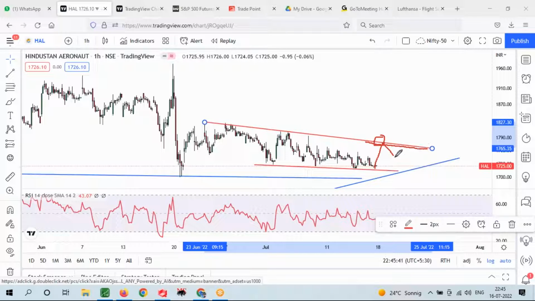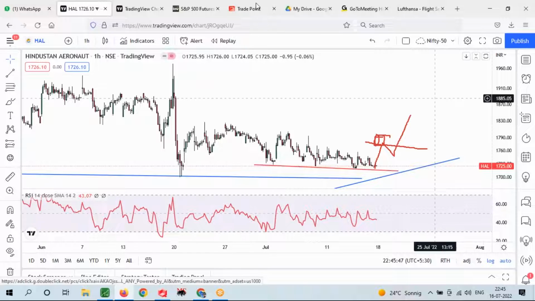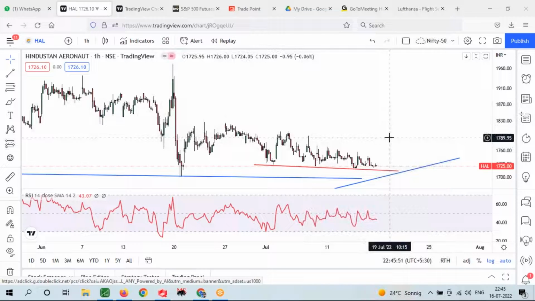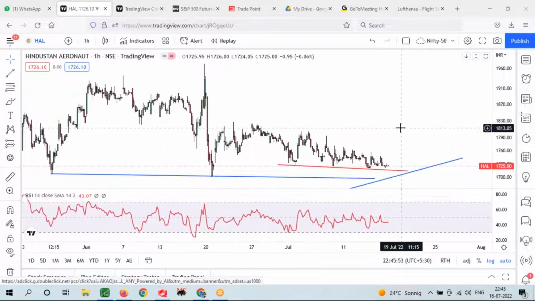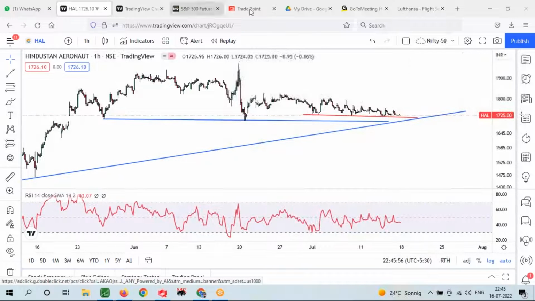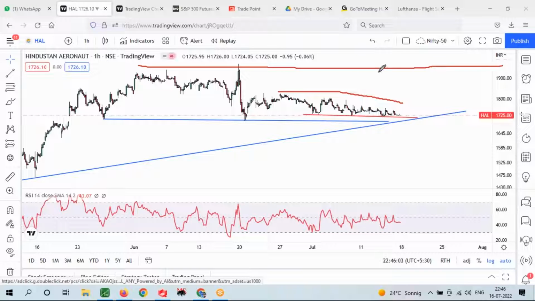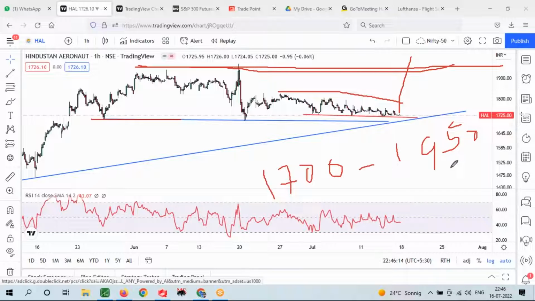Then let it dip or whatever, then I will buy on the breakout. Because I don't have margin, I have to churn some stocks, so we can do that as well. But as I said, once this range is taken out, then we will move to this high, 1740, 1750. So this will be the big range in that case, 1700 to 1950. So 250 rupees.